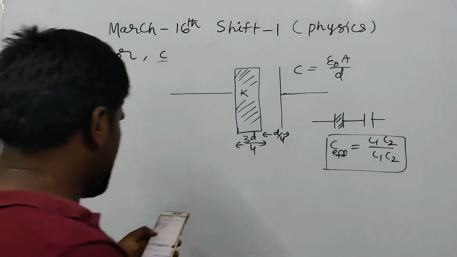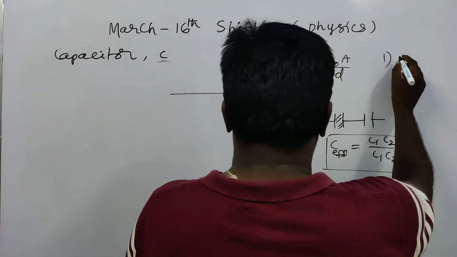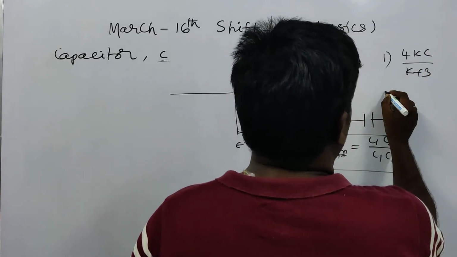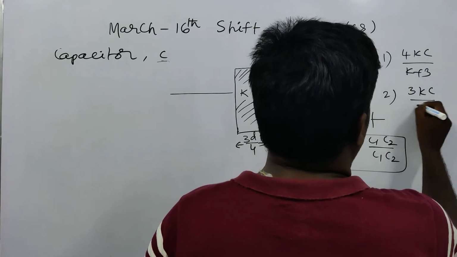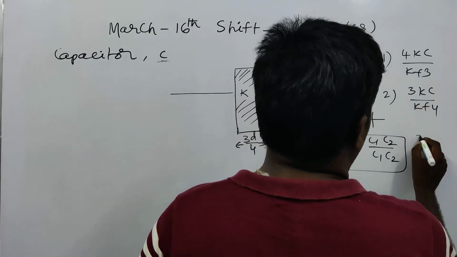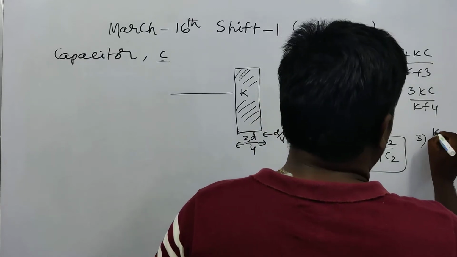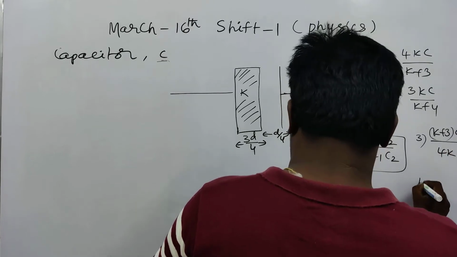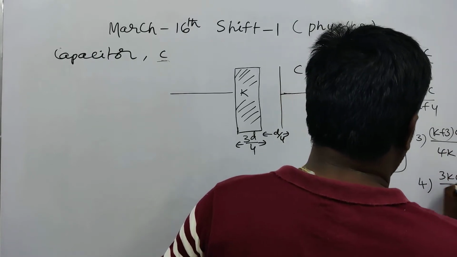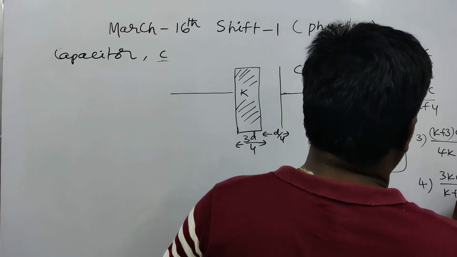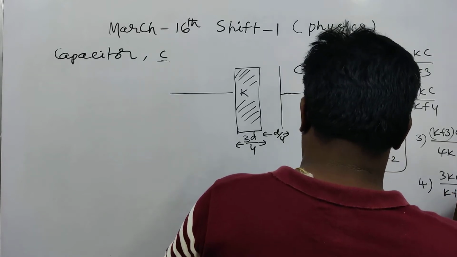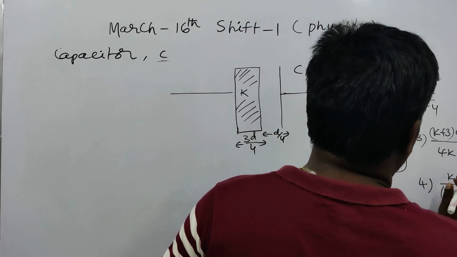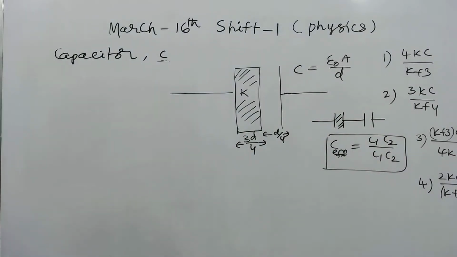The options are: first option 4KC by K plus 3, second option 3KC by K plus 4, third option K plus 3C by 4K, and option 4 2KC by K plus 4. So these are the options; let us see how we can find the answer.